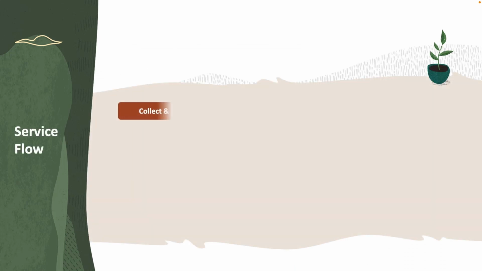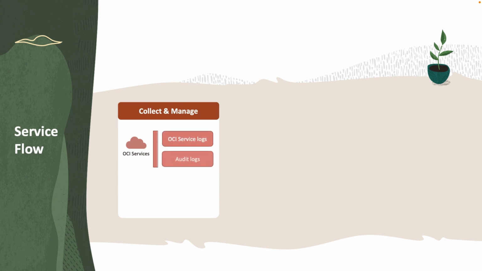Let's look into the end-to-end service flow of logging service, starting from collecting and managing the logs from different sources. There are different types of logs collected: the service logs from OCI Cloud Services, audit logs, and then custom logs from your application, security relevant logs which are collected and ingested using different methods.